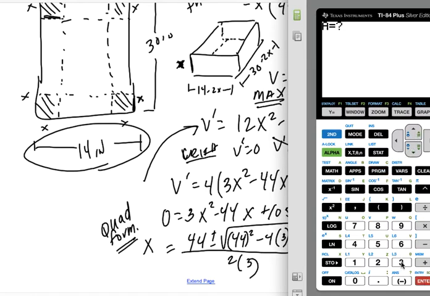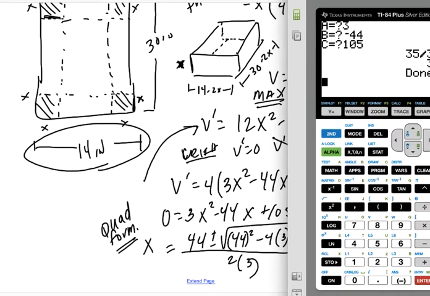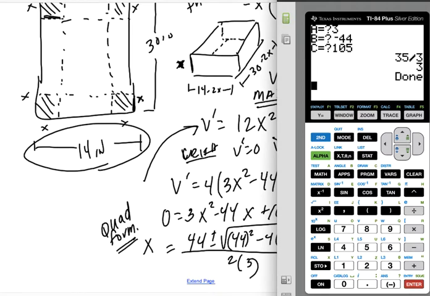You could make your life a little easier. 3 times a negative 44, or sorry, it's a negative 44, and it's not times, and then a 105. Now, if you have the quadratic formula, you could argue that you don't even bother. Oh, hey, it does factor. I just didn't feel like dealing with it. So it does factor.